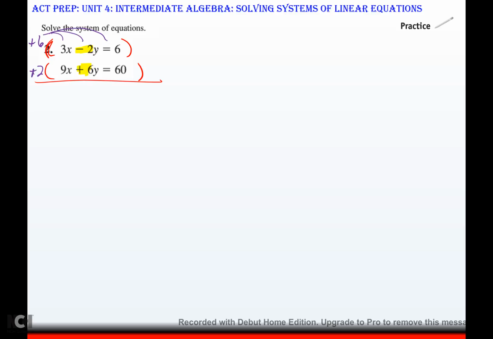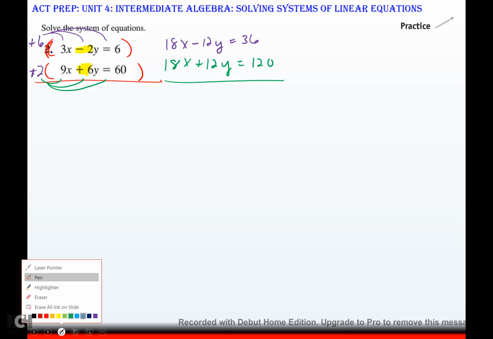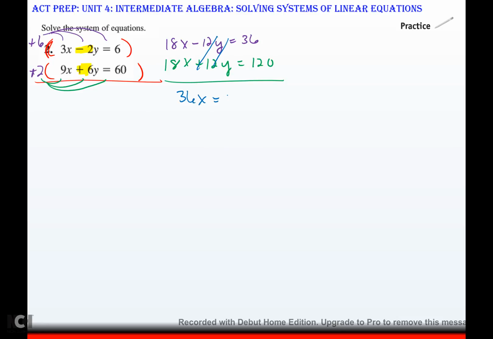So distribute the 6 on top. I get 18x minus 12y equals 36. On bottom, I'm going to distribute the 2, which gives me 18x plus 12y equals 120. And then when I add what's left, the y's cancel, and I get 18x and 18x is 36x equals 36 plus 120 is 156. So if I divide by 36, I get x equals 13 over 3 if I math enter the reduced fraction.